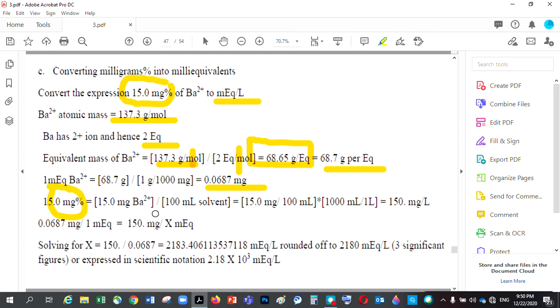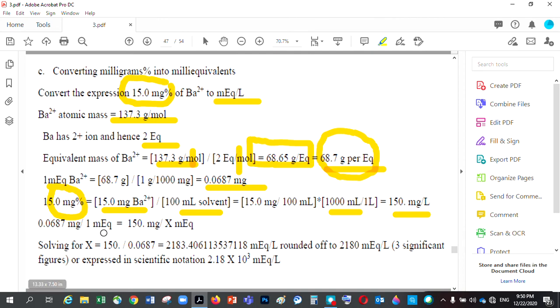So then you have the percentage, 15%, correct? 15% milligram will be 15.0 milligram of barium divided by 100 mL of the solvent, because this is a percentage, meaning 15 divided by 100, correct? And this one, 100 multiplied by 1000, will give you 150 milligram per liter. And then we have this one here. Look at this. We have to use it.